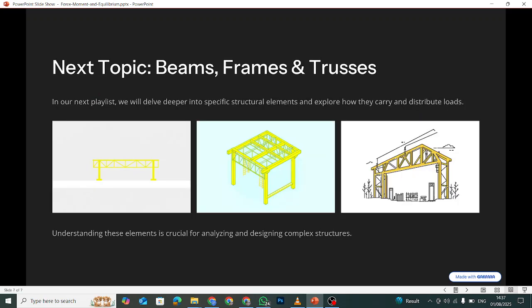In the next topic, we will explore the main structural elements we use to build everything around us: beams, frames, and trusses. We will see how they work and why they are designed the way they are.